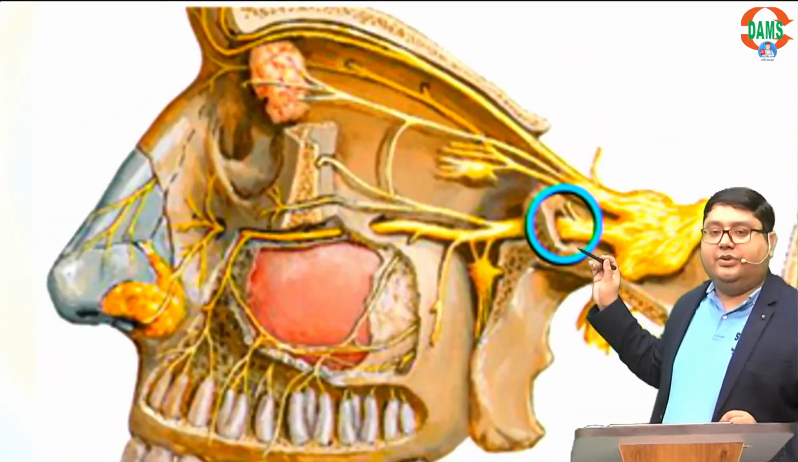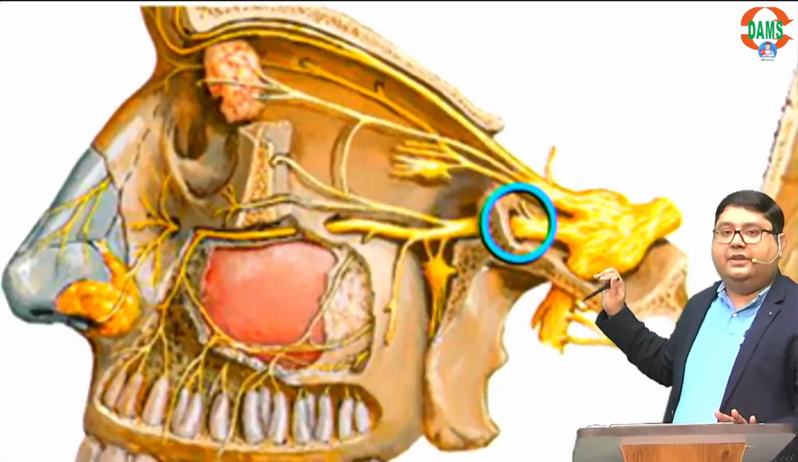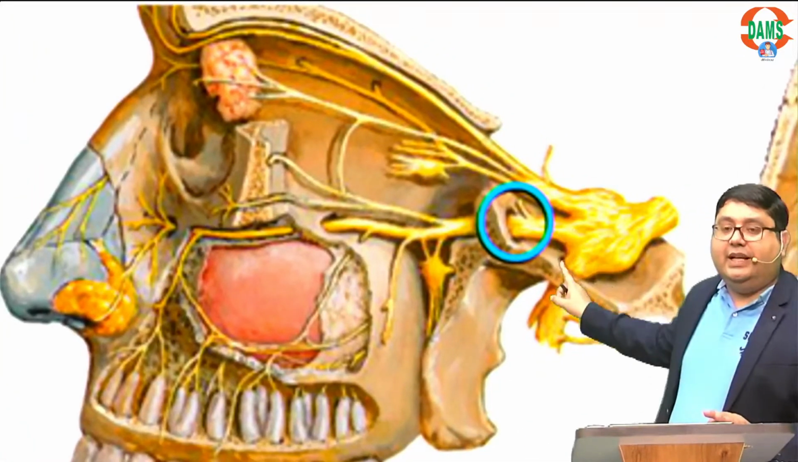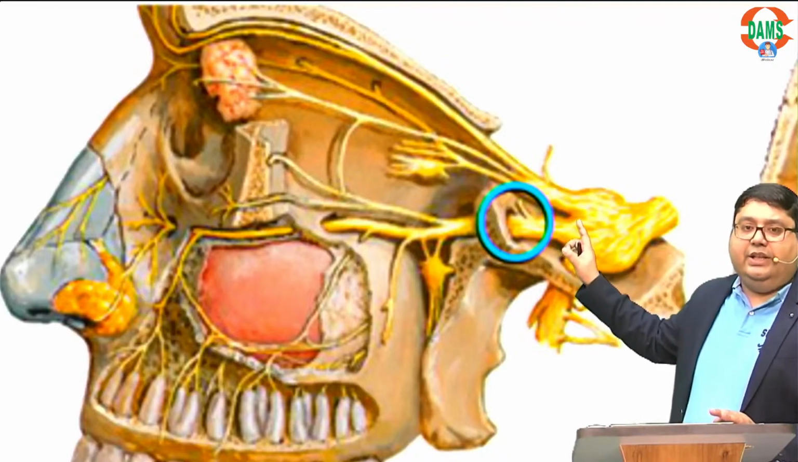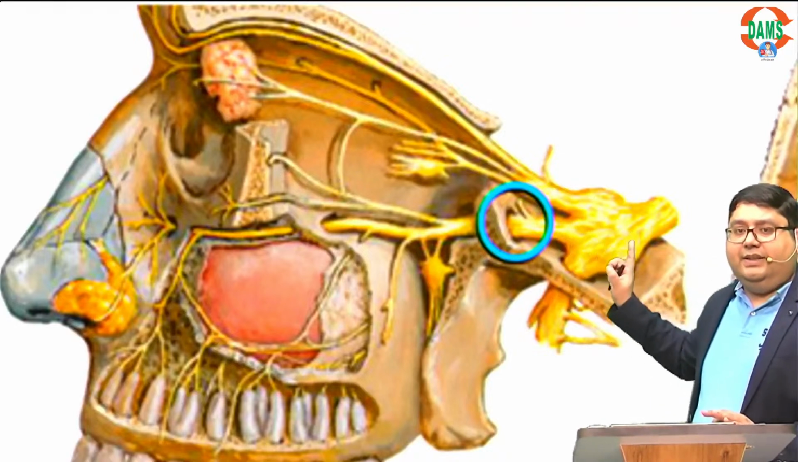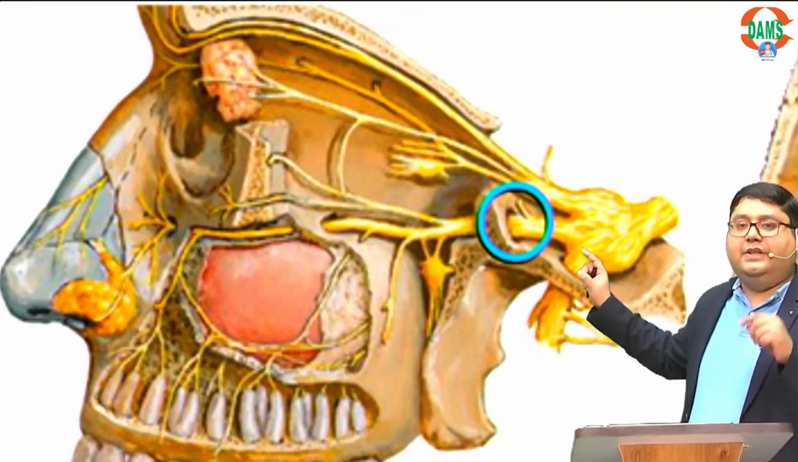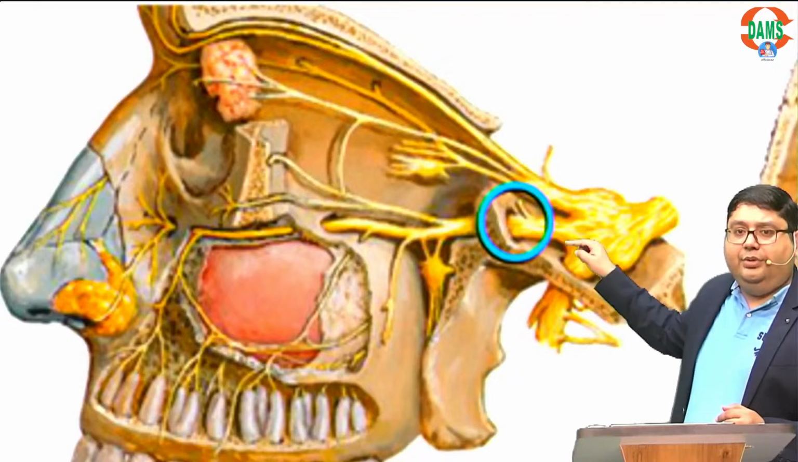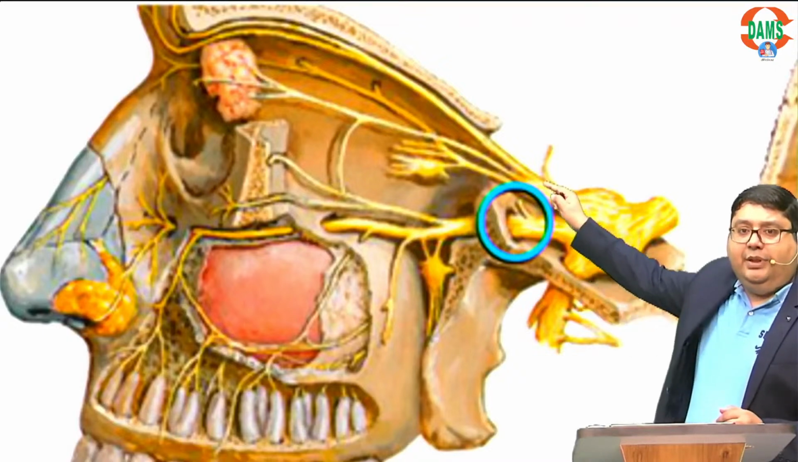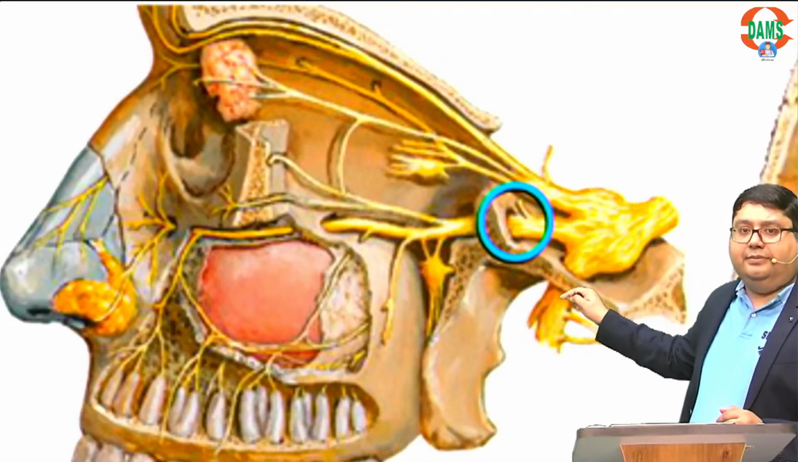I'll label it also later, but first of all let us revise. Can you tell me what is this ganglion? Yes, quickly I'll be asking this question and you will be answering. Let us revise this part together. What is this ganglion? This is trigeminal ganglion, dividing into V1, V2, V3: ophthalmic, maxillary, mandibular.